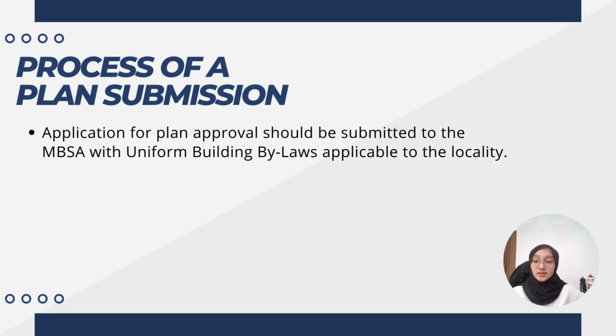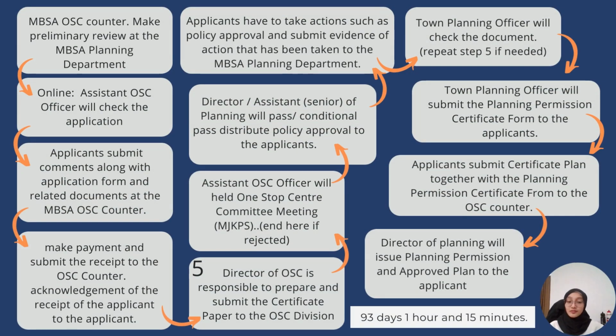Process of a plan submission. Application for plan approval should be submitted to the local authority concerned with uniform building bylaws applicable to the locality. As for our project, we decide to make MBSA as our local authority. There are 12 steps of planning permission application process.